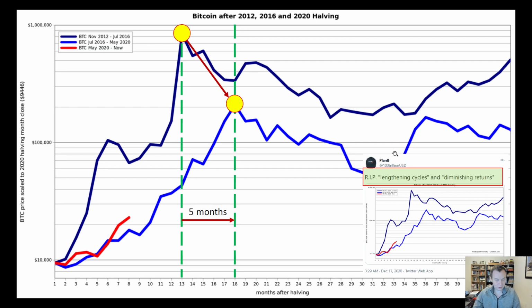Now, of course, his argument is not that we're diminishing from here to here, and I'm sure he's not arguing about this time frame here. I'm fairly certain, and he can always correct me if I'm wrong, that he's referring to this one in which we are ahead of schedule. And in fact, the ROI as measured from the halving is actually higher than it was during the last market cycle as measured from the halving. So with that in mind, I suppose he's suggesting that lengthening cycles and diminishing returns are not true.